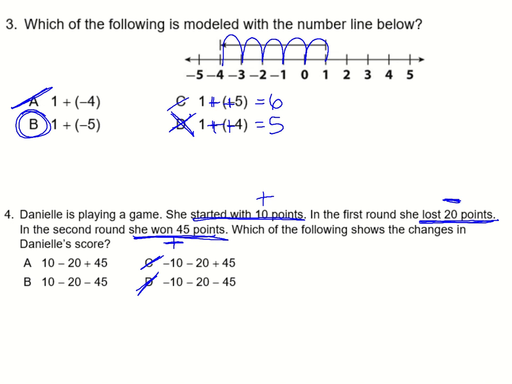A negative sign with the 20. So we just need to decide, is it plus 45 or minus 45? And if you already went and wrote your symbols down, you would see that, hey, 45 should be positive, and that's why it should be A.